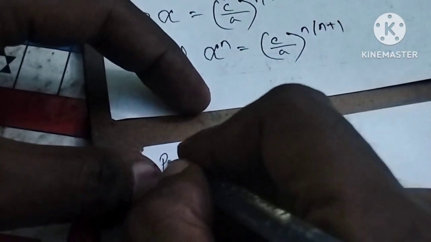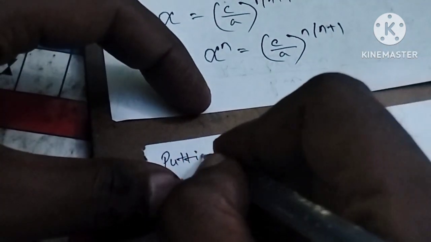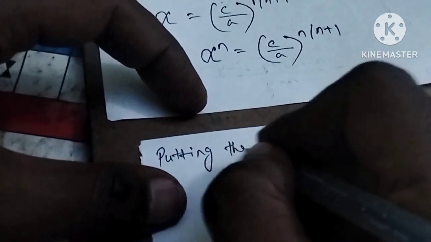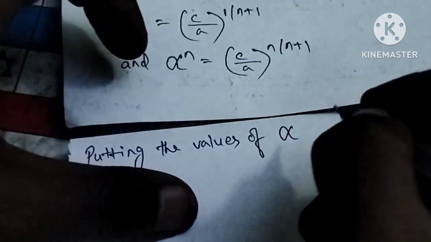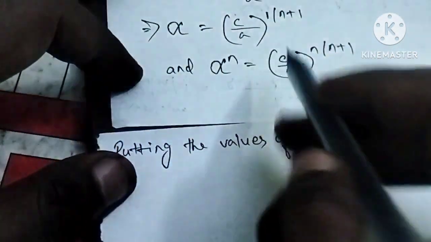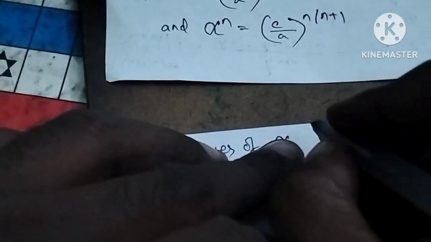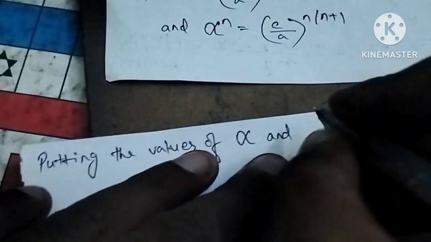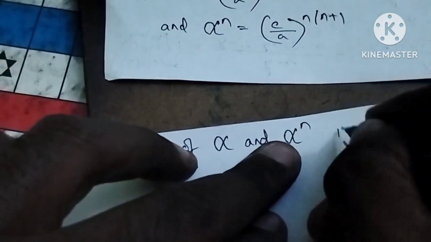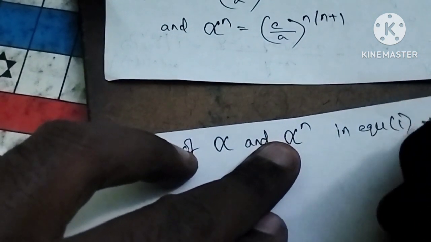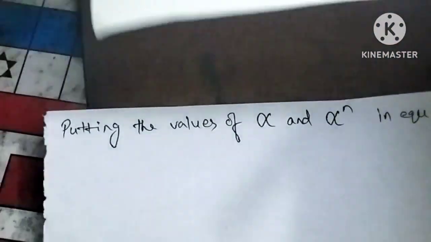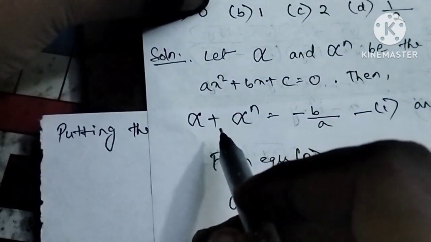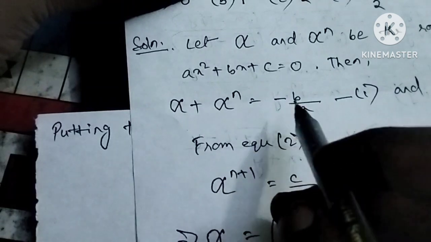So now we'll put these values. Putting the values of alpha and alpha to the power n in equation 1. What was equation 1? Equation 1 was this one: alpha plus alpha to the power n is equal to minus b by a.